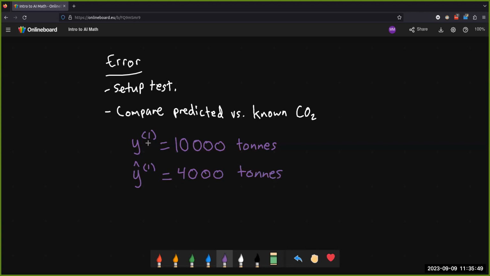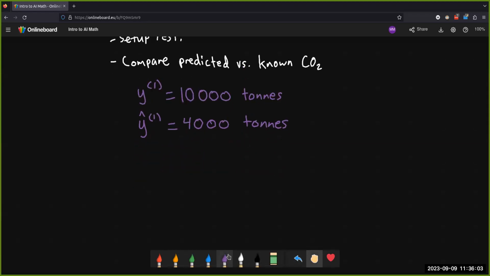Well, if we get this, then we know the AI algorithm isn't doing its job well. It's supposed to predict 10,000, but it's only giving us 4,000. How much error is there here? Well, we can just take the difference between these two to figure out the error. So we know that it's supposed to be 10,000, subtract away what it actually gave us, which is 4,000, and then you'll get a difference of 6,000.